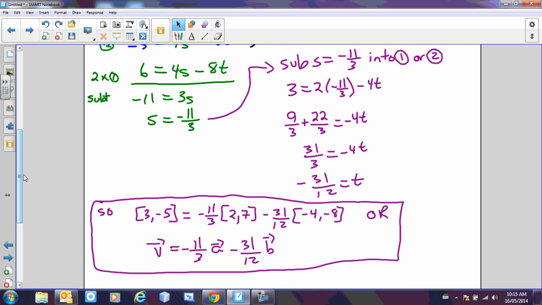And we find that s was this, t was this, and so our final answer is that vector v is equal to negative 11/3 of vector a minus 31/12 of vector b, or plus negative if you want to. I wrote it originally with the vector numbers in, but this is the cleaner answer at the end.